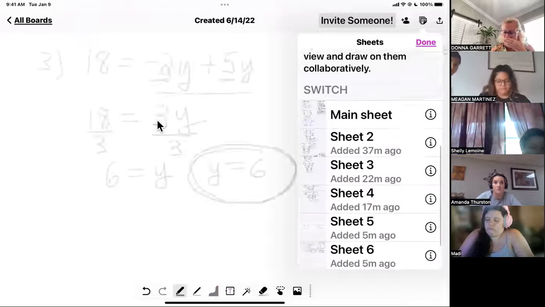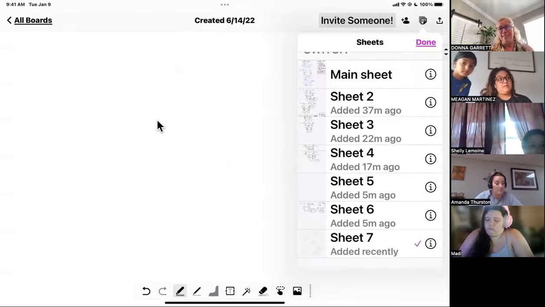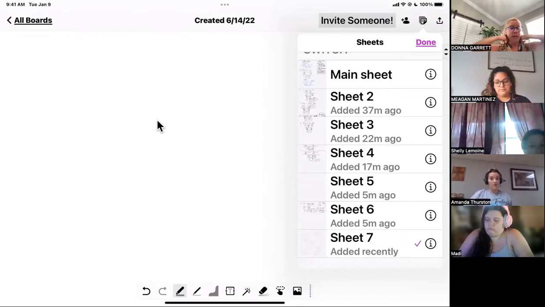And add page. These aren't easy, by the way. So don't feel bad if you're having trouble. It's fine. Okay, let me find the problem. I got the book.